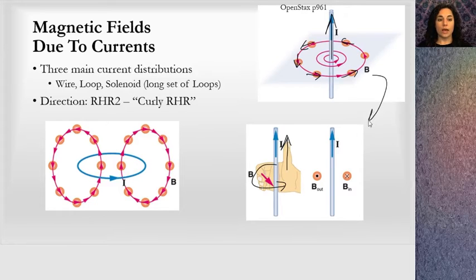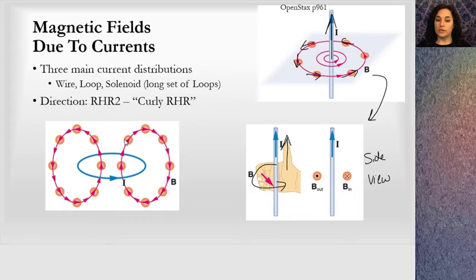If I look at this wire directly from the side, so this is a side view, and remember we're getting used to looking at these things in 3D, if I have current going upward, on the right side of the wire my fingers are into the page, and on the left side of the wire, they're out of the page. So that's how to figure out the direction for just a long straight wire.